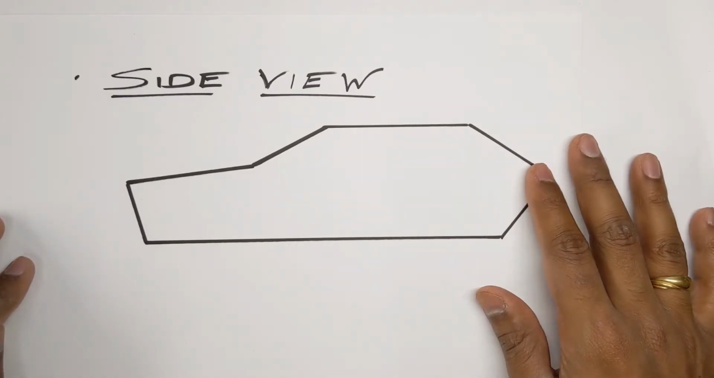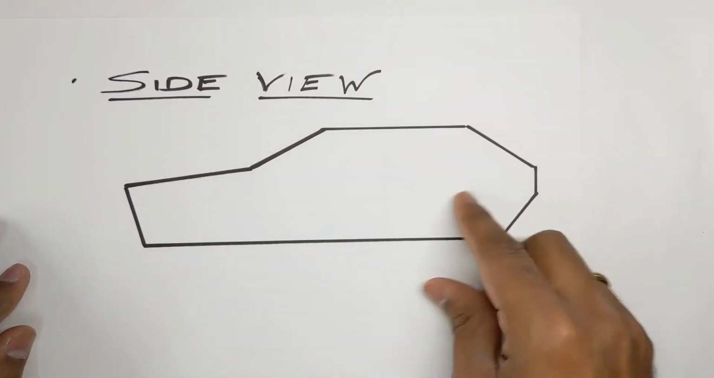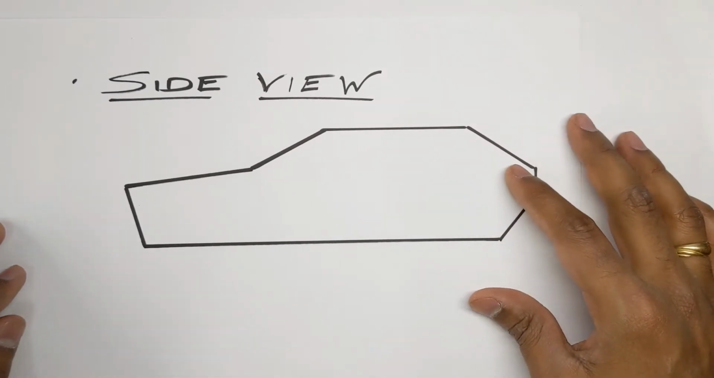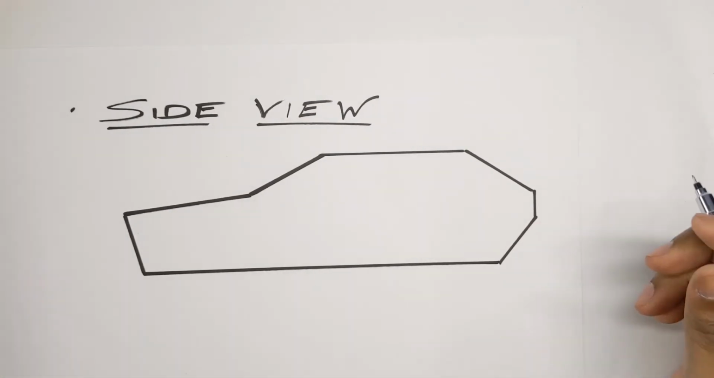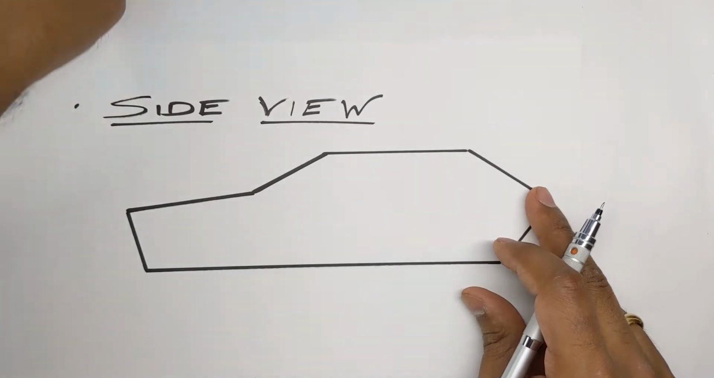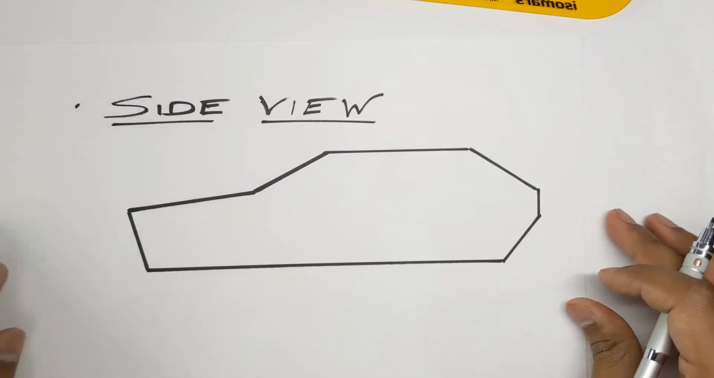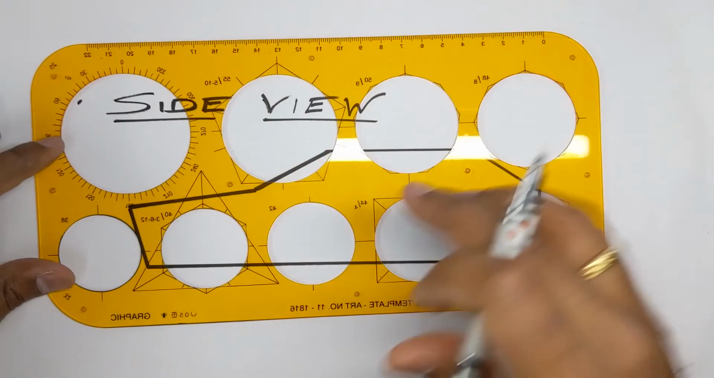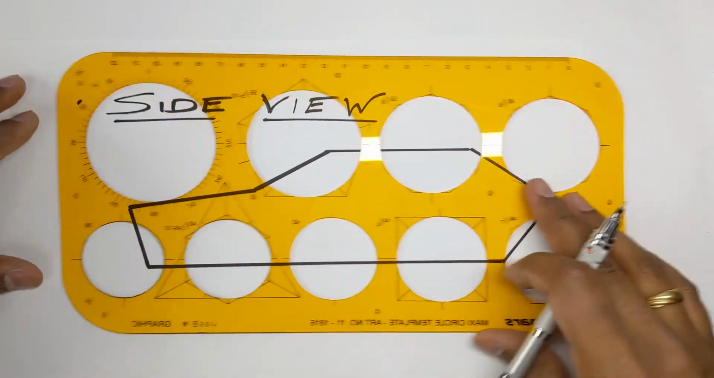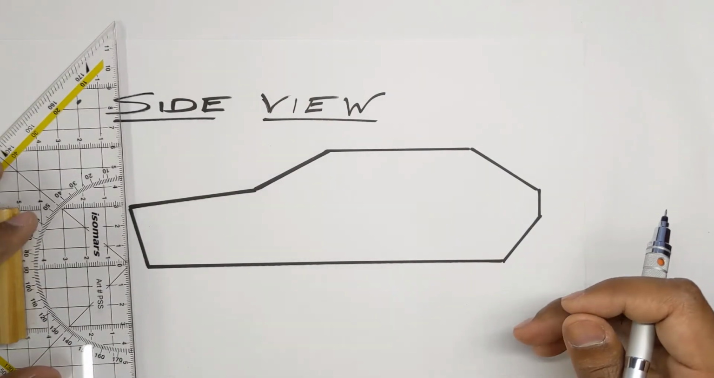Alright, so as discussed, the goal of this video is to transfer the side view that we have over here into a perspective view. So step number one is to divide the side view that you have into grids, and it is advisable to use a circle template such as this one to divide your side view into some sort of a grid. So let's just go ahead and do it.